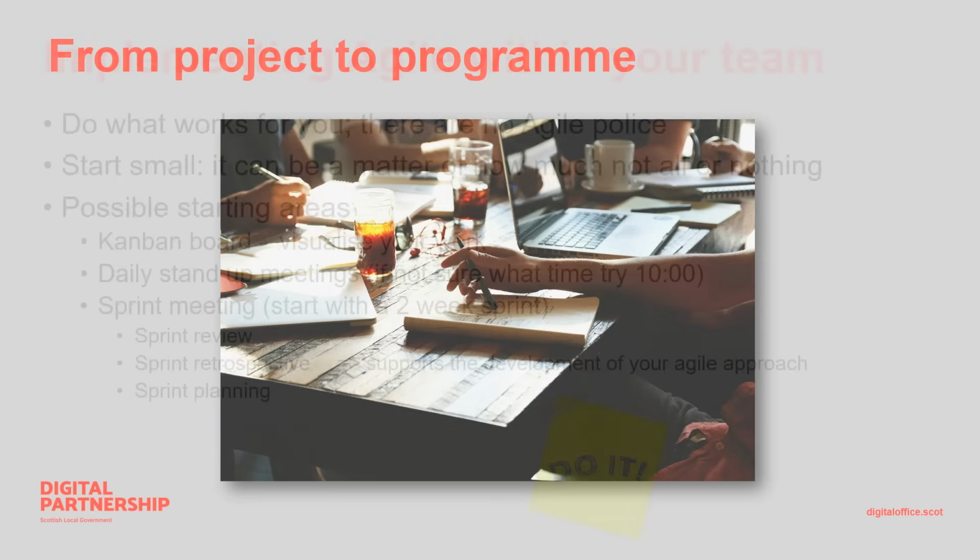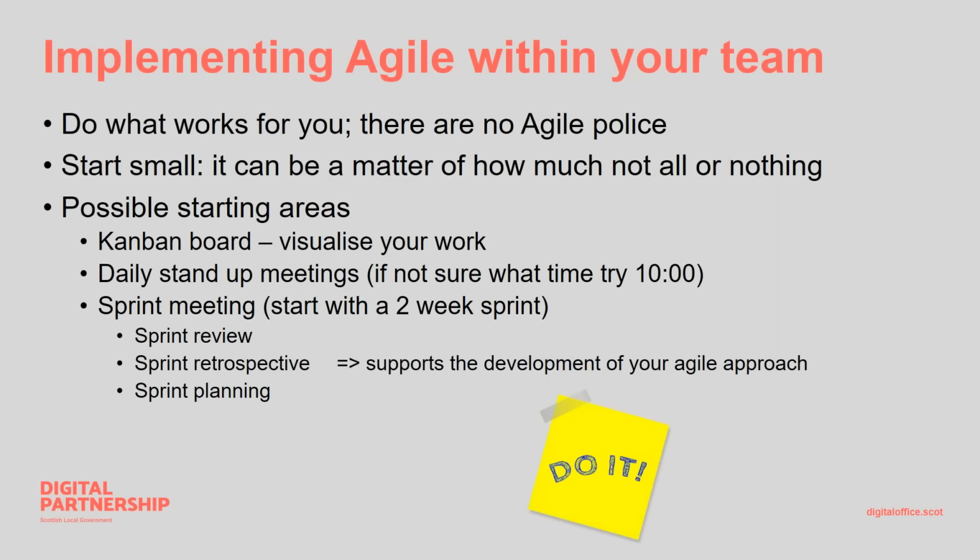So when we talk about seeing if it will work for you, how might you look at implementing Agile within your team? Well, first thing to say is do what works for you. There are no Agile police. And I think taking again the Agile thing of being incremental, it starts small. Agile's not binary, it's not all or nothing. We can look at how much and how little we use depending on how relevant it is to what we do. So start small and add to it.